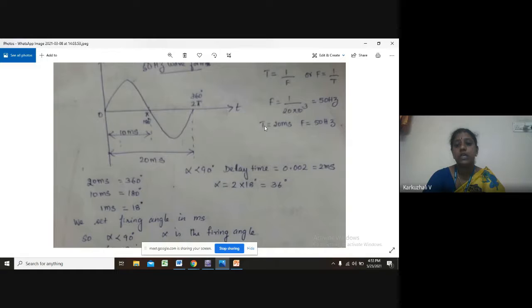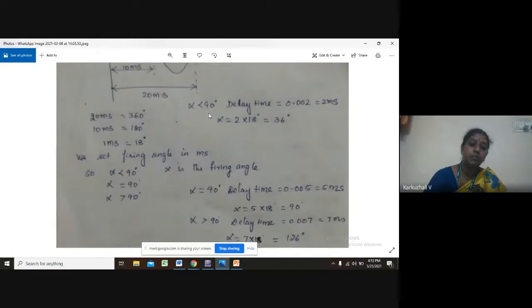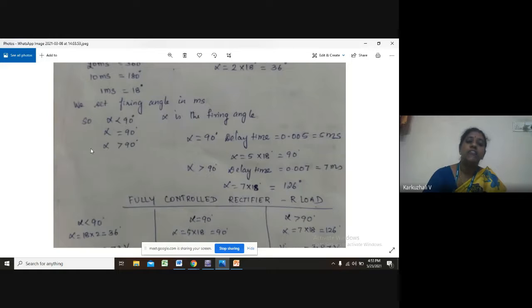So when I say that the time period is 20 milliseconds, the frequency f is equal to 50 hertz. To fix a frequency of 50 hertz, we have to set the time period as 20 milliseconds. And these are the different firing angles for which we can give the time delay. If alpha is less than 90 degrees, we have to give a time delay below 5 milliseconds, for example 2, 3, 4. For alpha equal to 90 degrees, the time delay should be 5 milliseconds. And for greater than 90 degrees, it can be any value above 5 milliseconds.